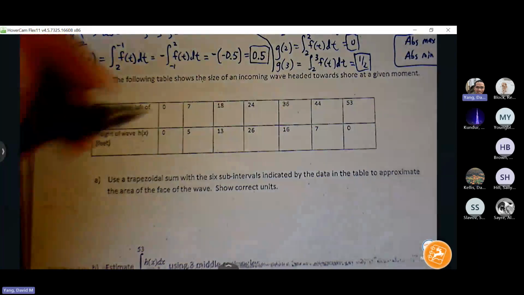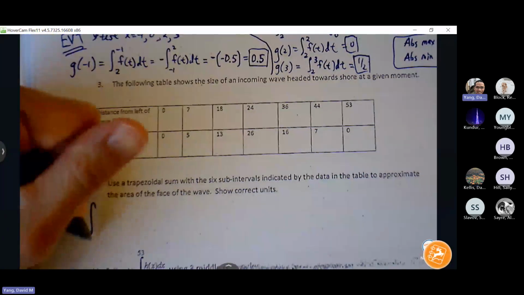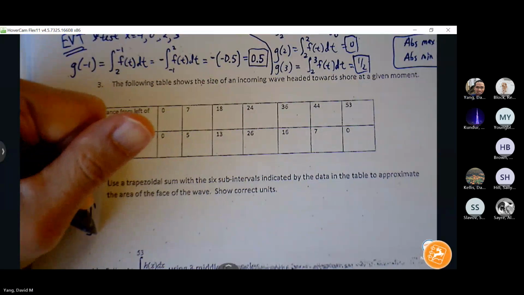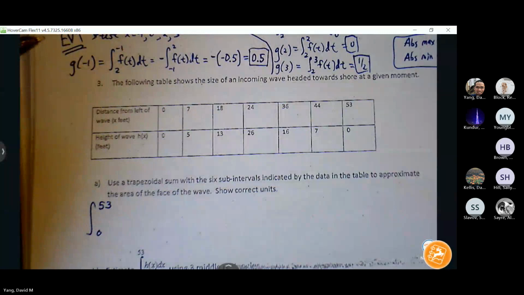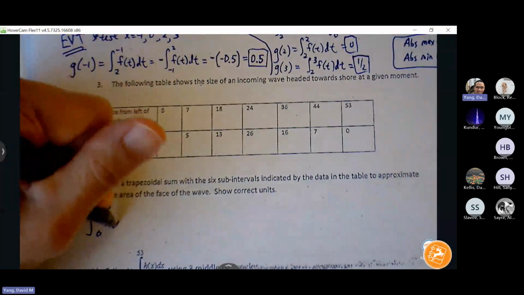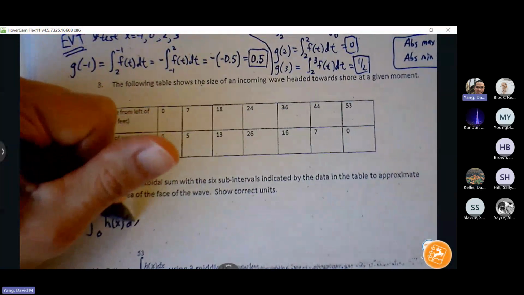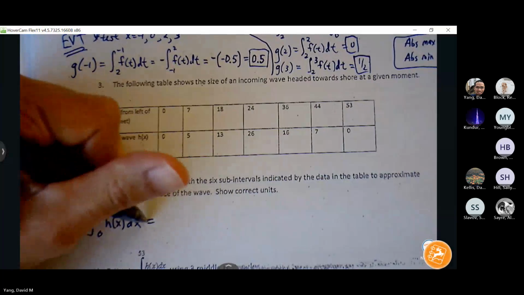Right. So we're doing the integral from 0 to 53 of h of x dx. It's squiggly lined because it's an approximation.